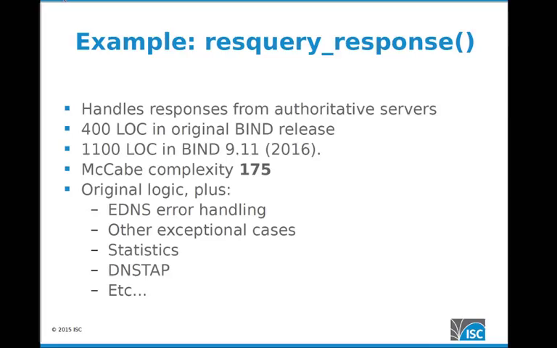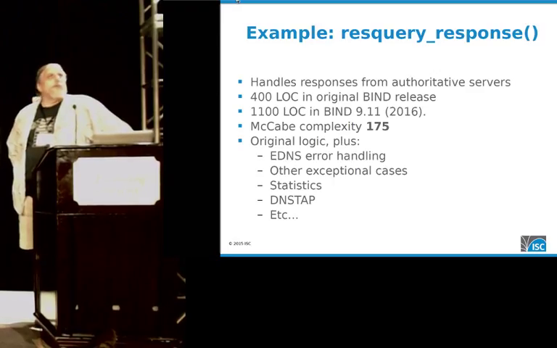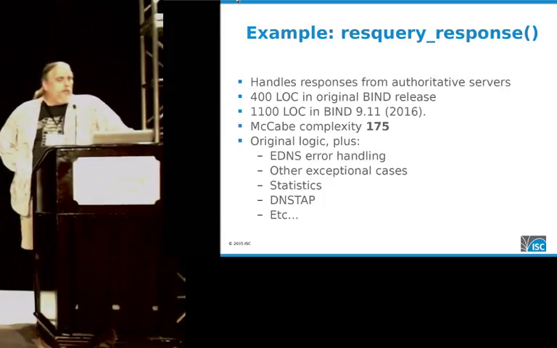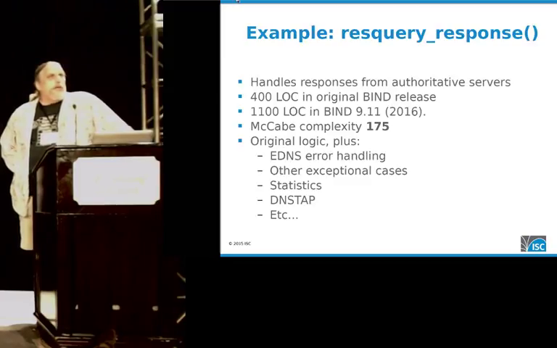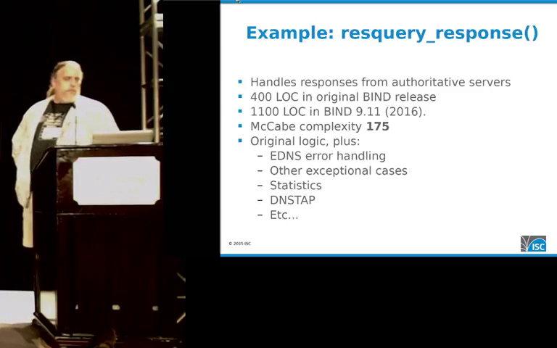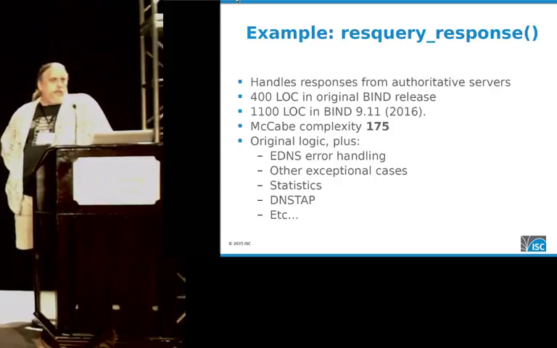Another function handles responses from authoritative servers when you're doing recursive resolution. resquery_response used to have 400 lines of code. It now has 1,100. Nearly all of the increase in that function is because of all of the special cases we've had to add to handle things like broken middle boxes munging EDNS. Also, a few of them came from things like adding statistics and adding DNSTAP, but that's minuscule compared to the EDNS special case handling. So its McCabe complexity is 175, which is better, but that's still not a good number.